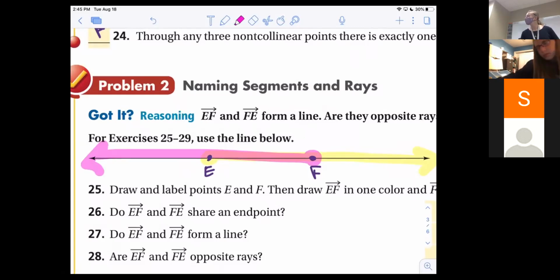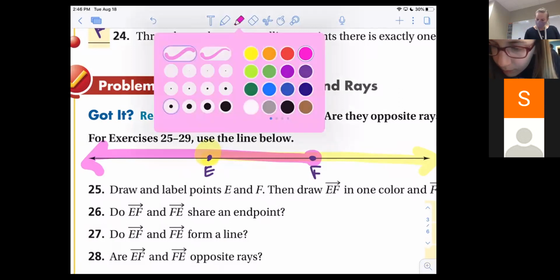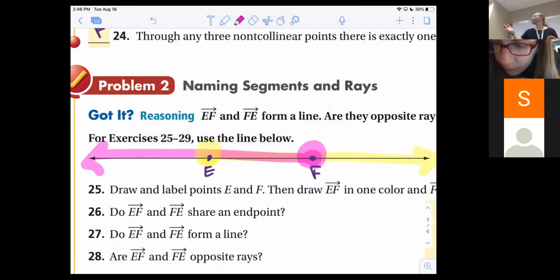Caleb, I'd love for you to answer it. I think you're right. Can you tell me why you think they're not opposite rays? Perfect. They don't have the same endpoint. The first one's endpoint is at E, right here, and the second one's endpoint is at F. And one of the definitions of being opposite rays is they have to have the same endpoint.